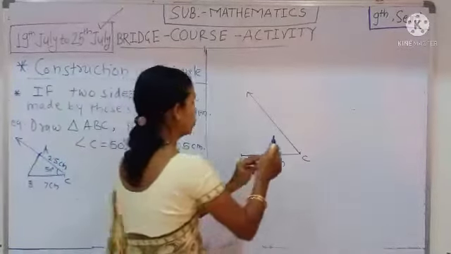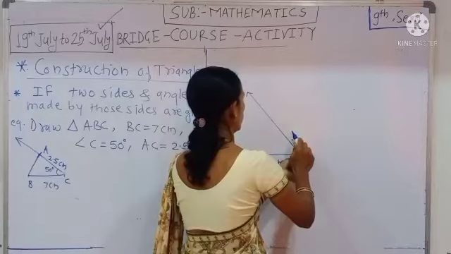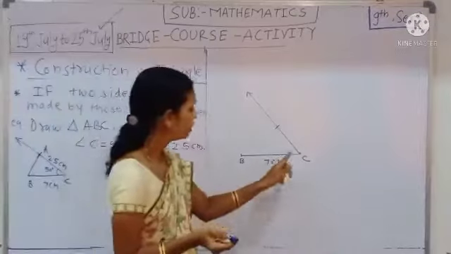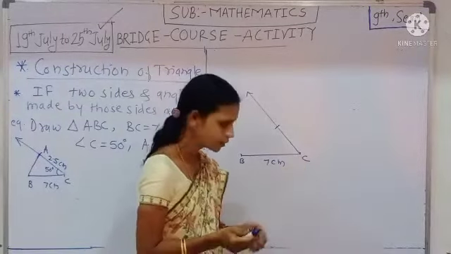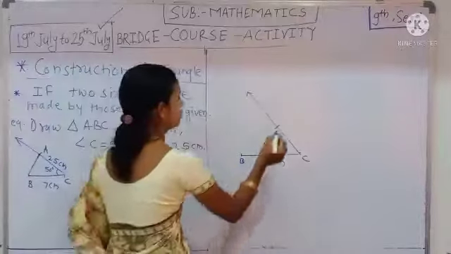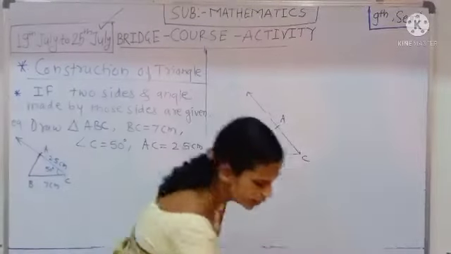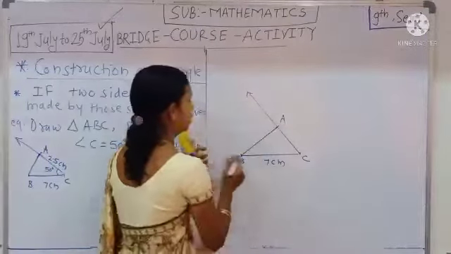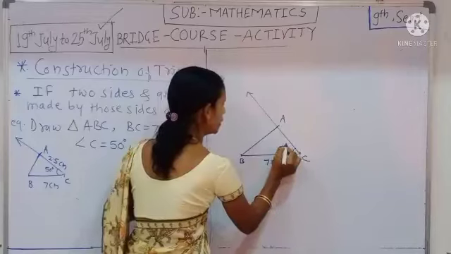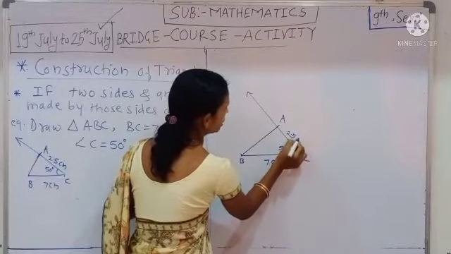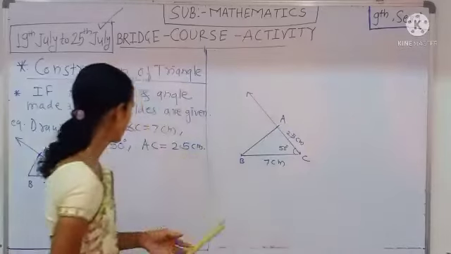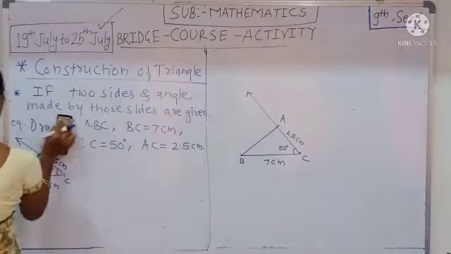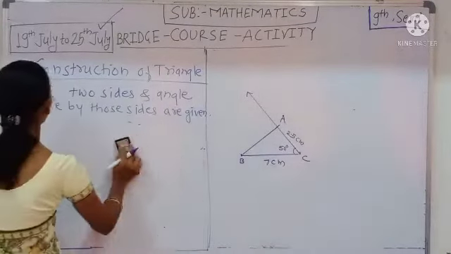Then we have to mark on that ray when one needle is placed on point C. Then see here, we have to label it as A and draw the segment AB. Then see here, that angle is 50 degrees and here AC is 2.5 cm. Similarly, we can draw one more construction.